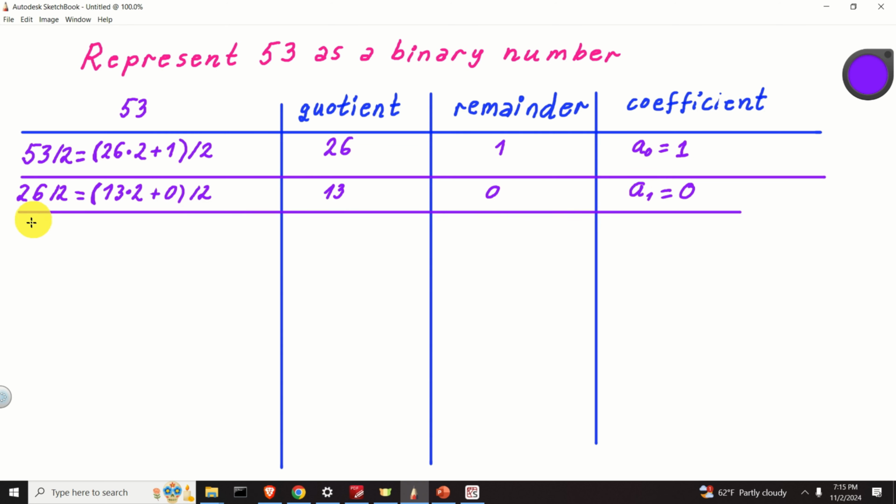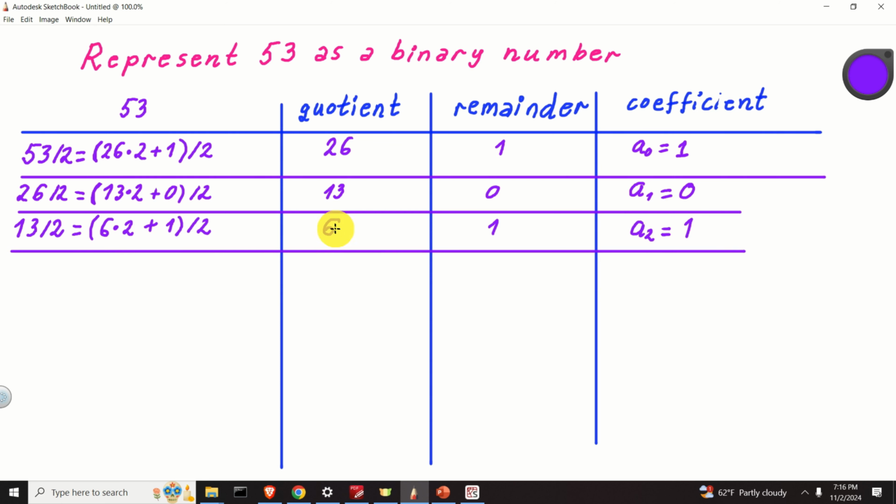Let's continue. Next, we take the quotient, in our case it's 13, we divide the quotient by 2, and this division can be represented like this. We have 6 multiplying 2 plus 1, everything divided by 2. From here we can see that the quotient is 6, the remainder is 1, and the coefficient a2 is equal to 1. Let's continue.